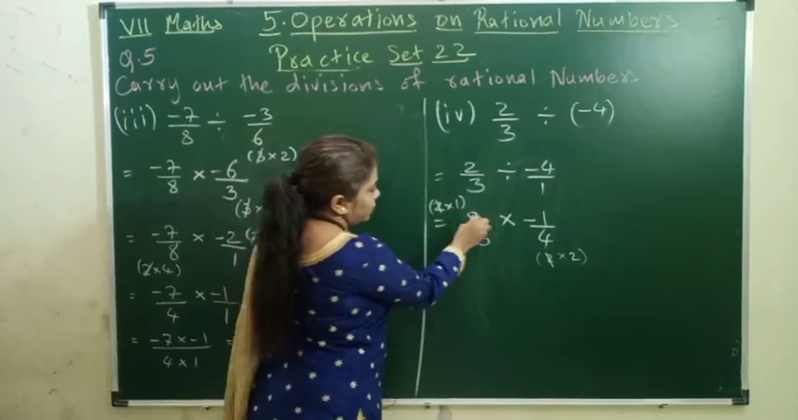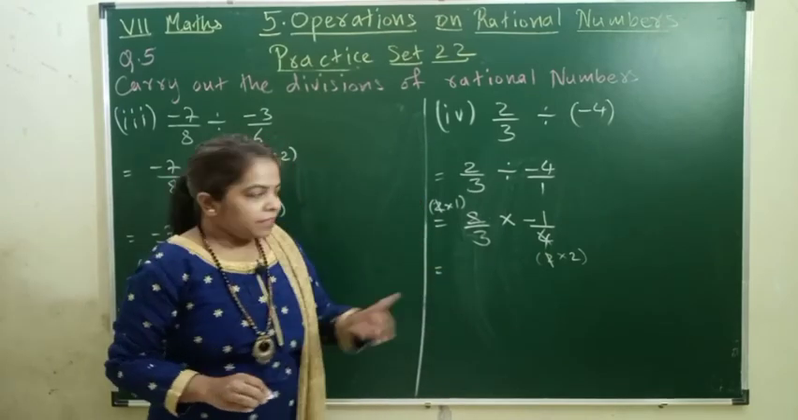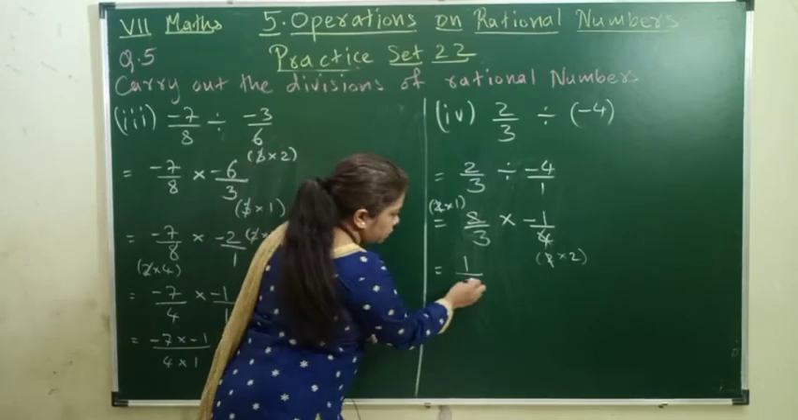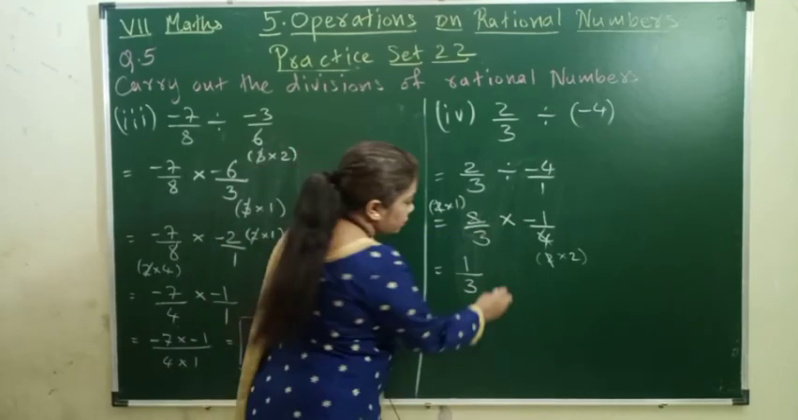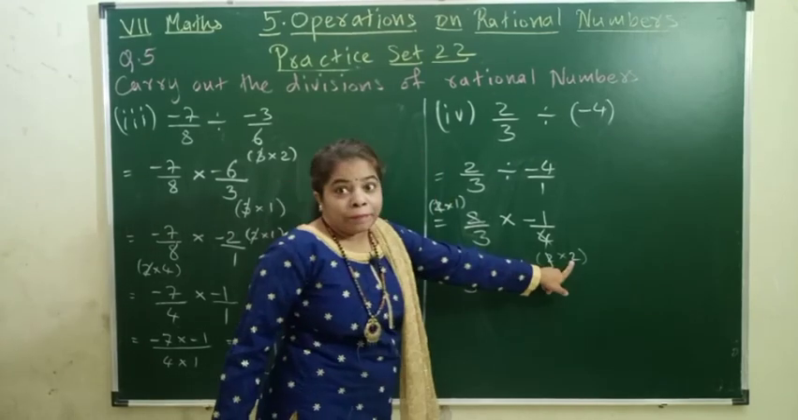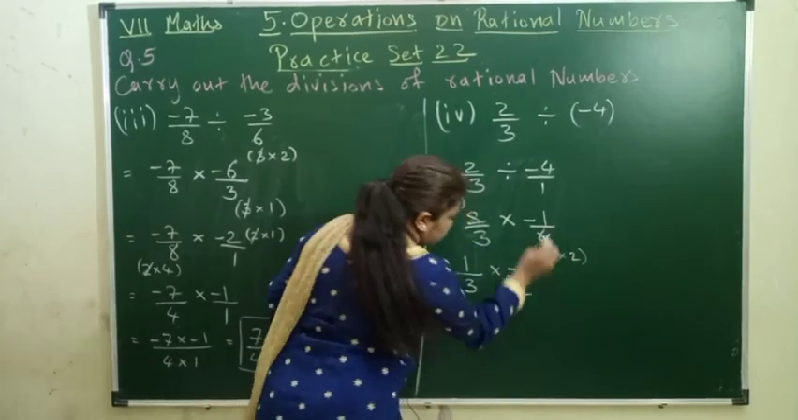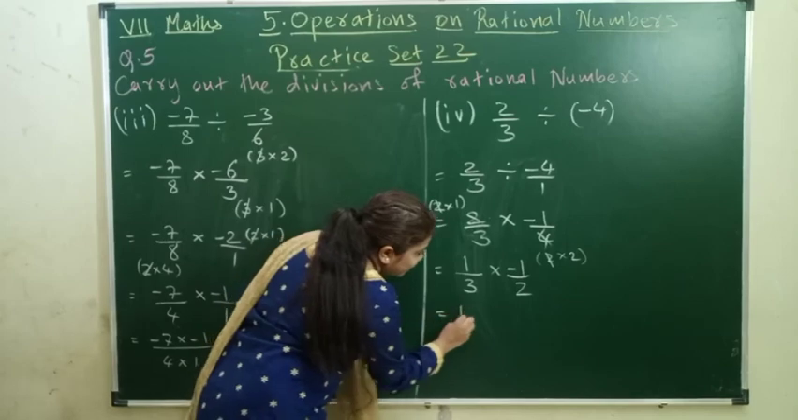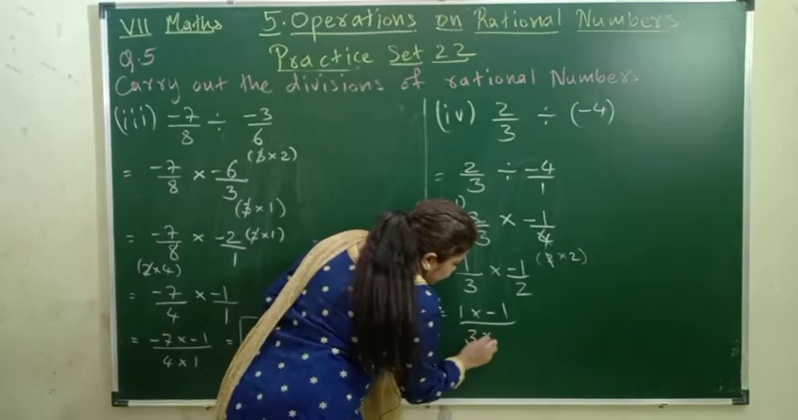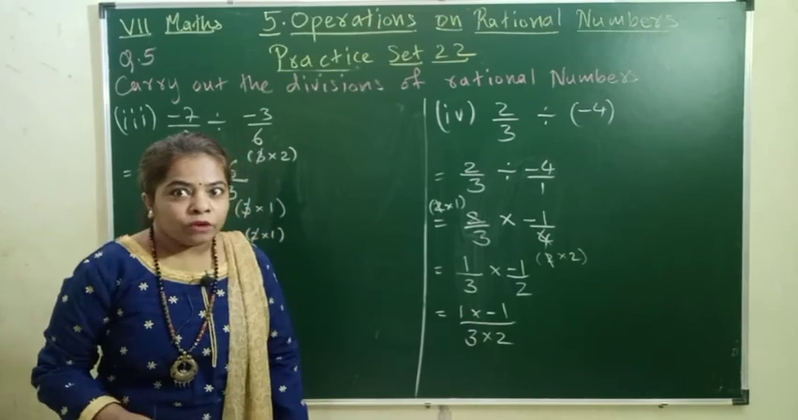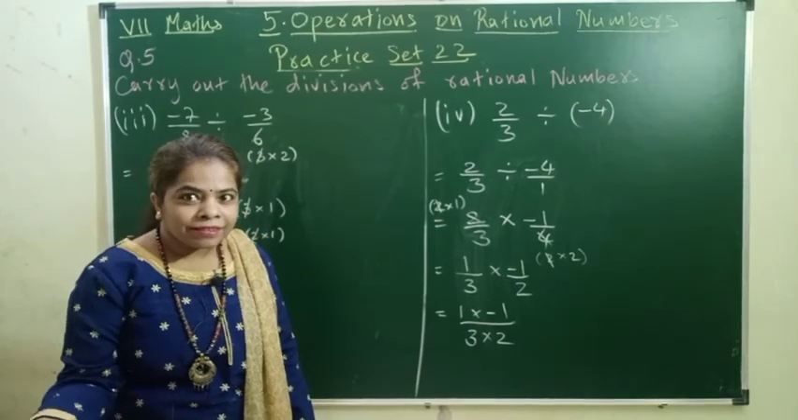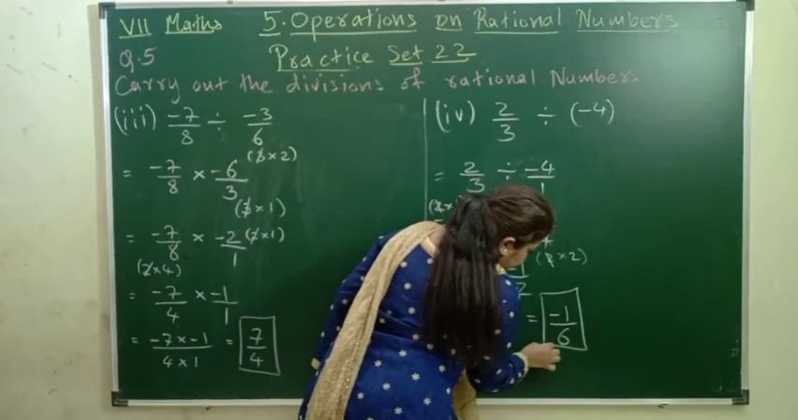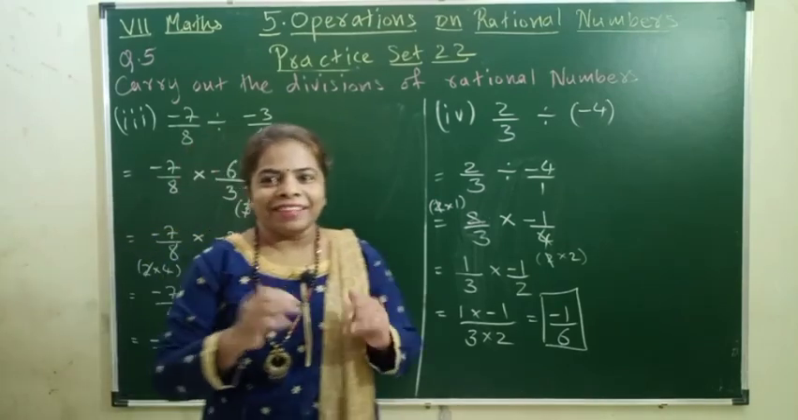1 remains, children. These two numbers have got cancelled. 1 remains here. 3 remains down. Minus 1 remains here. And 2 remains here, children. Now we will multiply and get our answer. Finished. See, 1 into minus 1 is minus 1. 1 ones are 1. That's your answer and done.